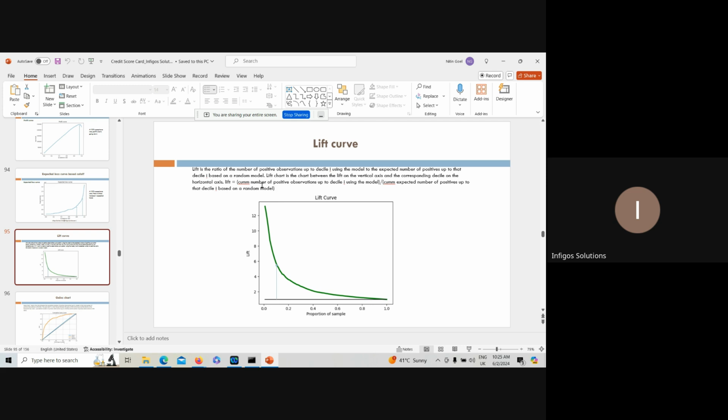Cumulative number of positives up to the decile using the model, divided by the number of positives up to the decile if I use a random model. When you say random model, it means there is no model. When you talk about the model, you're talking about probabilities. You sort by probabilities and see how many events are coming in the numerator and how many in the denominator. And you plot it like this.